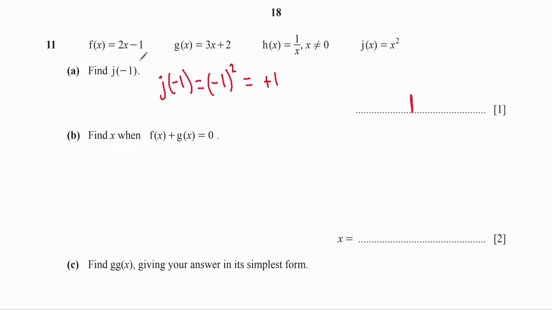Find x when f of x plus g of x equals 0. So what's f of x? Well, that's given to us. That's 2x minus 1. So you have 2x minus 1 plus g of x. g of x is 3x plus 2. Plus 3x plus 2. And this is equal to 0.